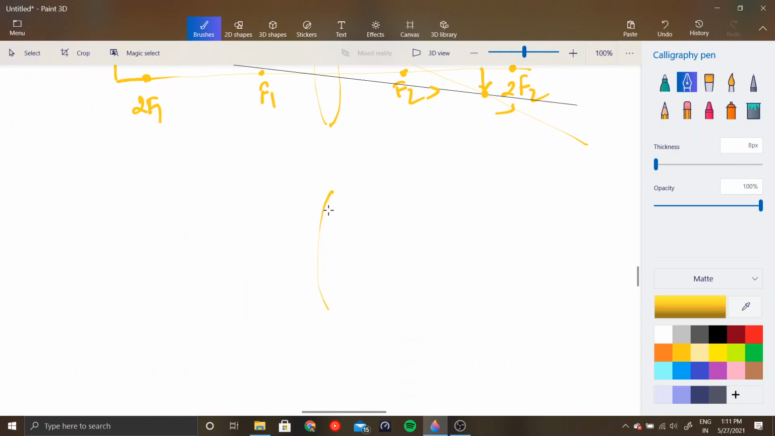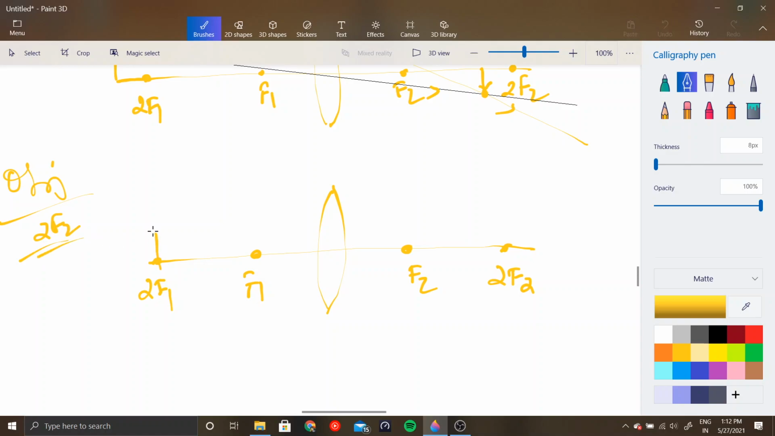Suppose now you have the same lens, with the axis again. So the rule is just draw out the focal points, draw the center of curvature, then place the object, and you will be done. So now let the object be at 2f1, the first center of curvature. Let it be there.